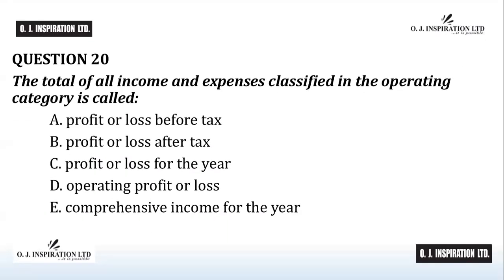Question number 20. The total of all income and expenses classified in the operating category is called A. Profit or loss before tax. B. Profit or loss after tax. C. Profit or loss for the year. D. Operating profit or loss. E. Comprehensive income for the year. Some counts.